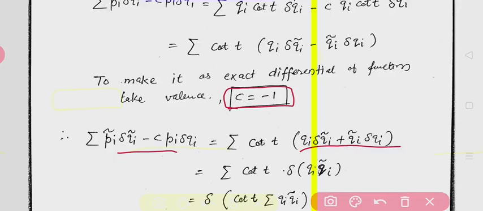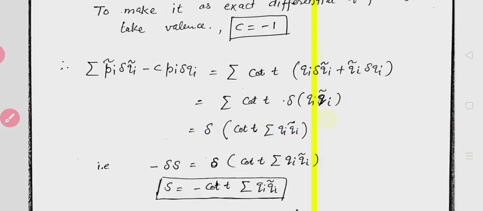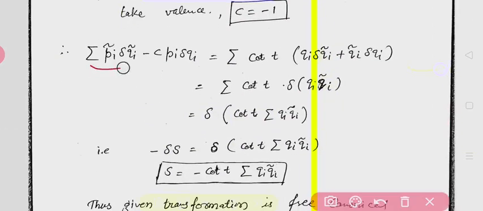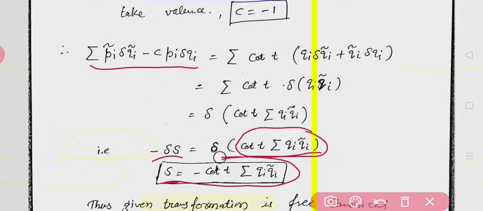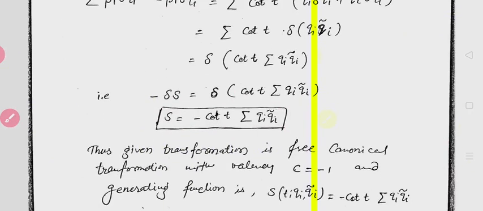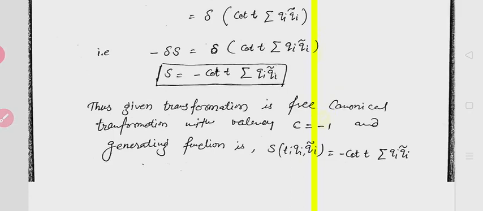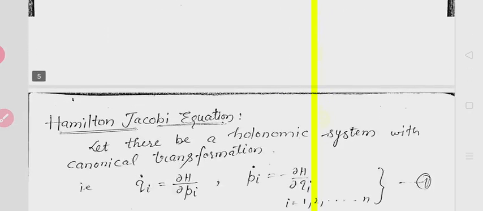That will be delta of qi tilde cot t. Okay. If you are writing down, that may be written as, because t as a parameter we are considering, you will say that delta of cot t into summation of this thing, right? So for this you can say that, what is this one? This one, minus delta s, will be equal to this one. So you will say that s will be equal to negative of this one. Okay. Which will be your generating function for the free canonical transformation, and valency will be minus 1, right? So this was the example through which, if the transformation is canonical, then we can find out the valency and the corresponding generating function.